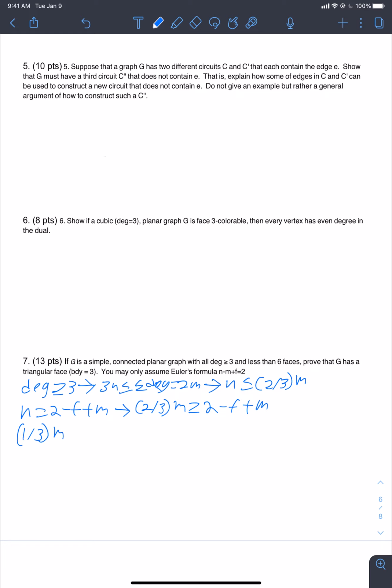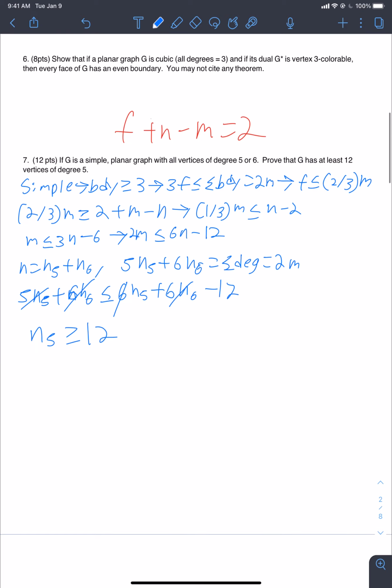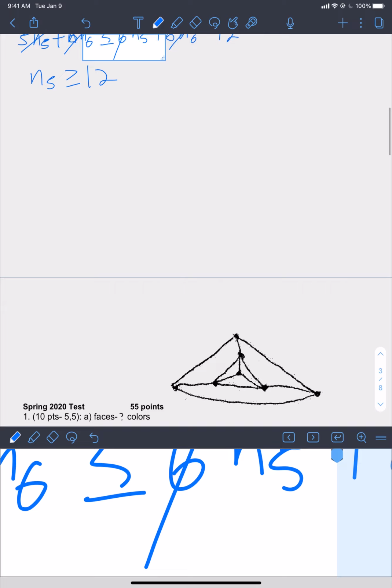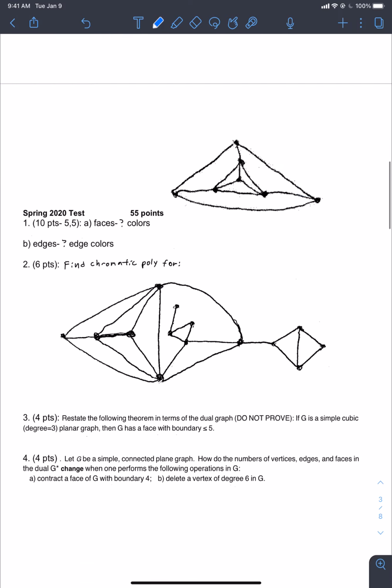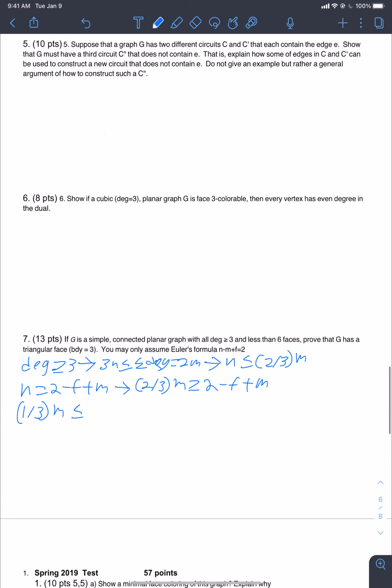You'll notice that these start to be very similar, and he basically tends to reuse those. This is basically the same steps we did on the previous one, except instead of an n everywhere, there's an f. So m is less than or equal to 3f minus 6.